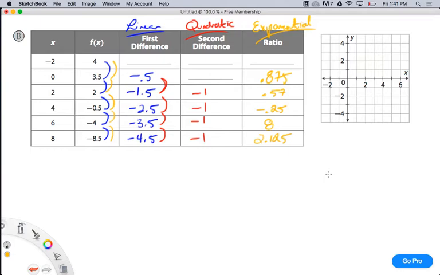So what type of function is this? Quadratic. Now, class, just to check, we plot it. So negative 2 to 4, 0, 3.5, 2, 2, 4, negative 0.5, 6, negative 4.